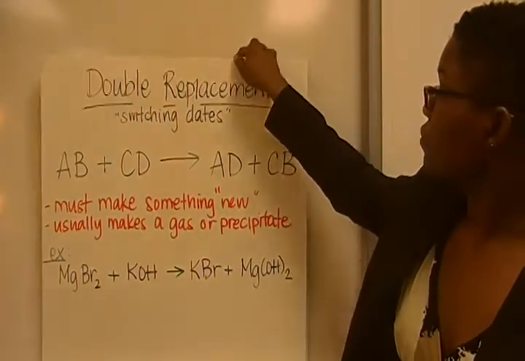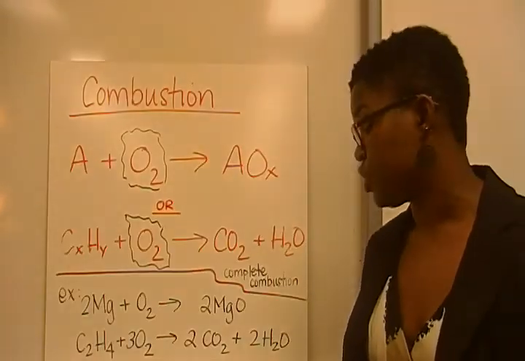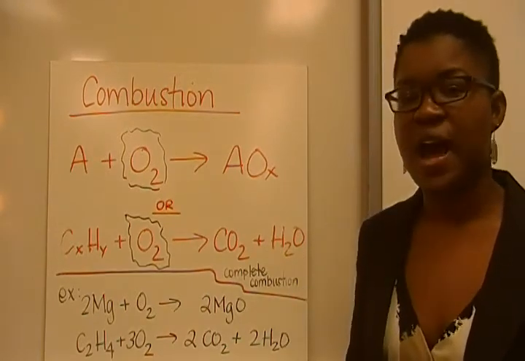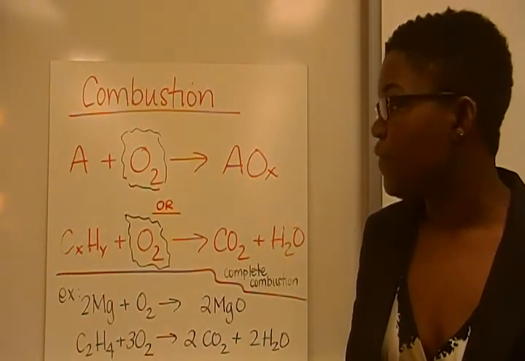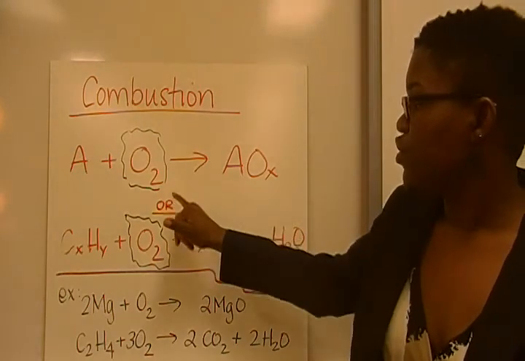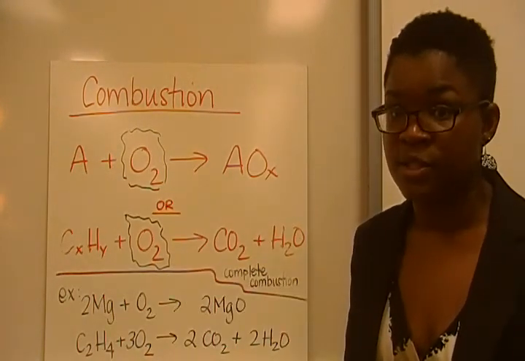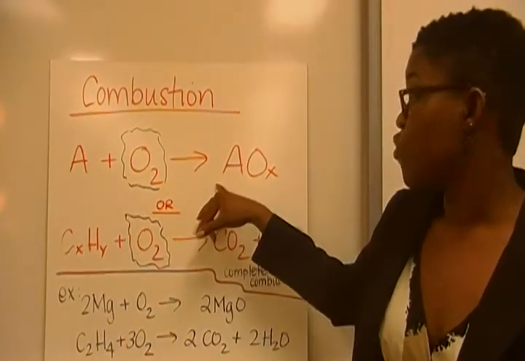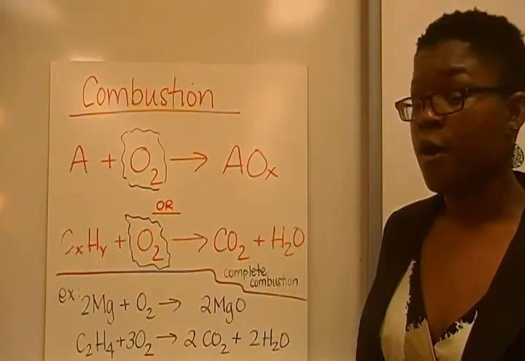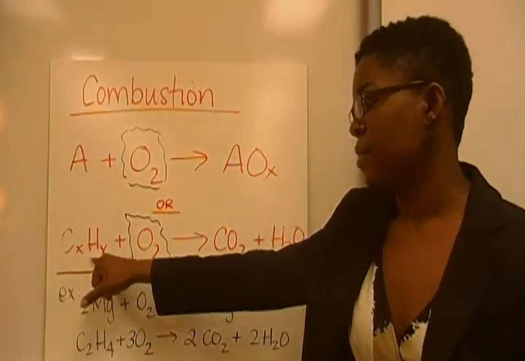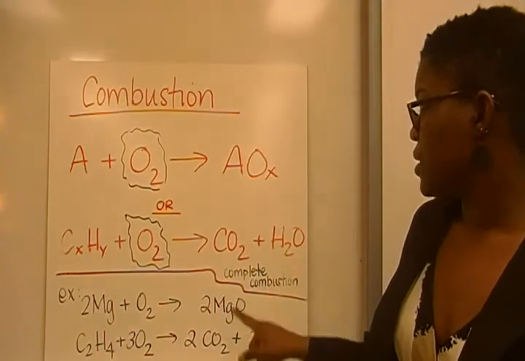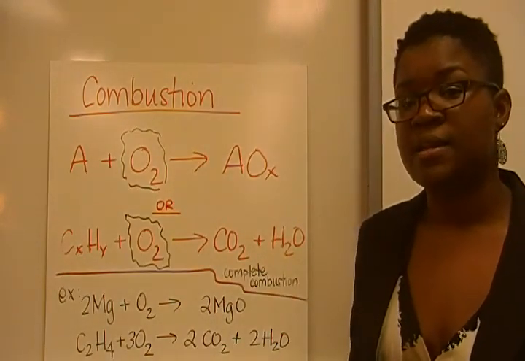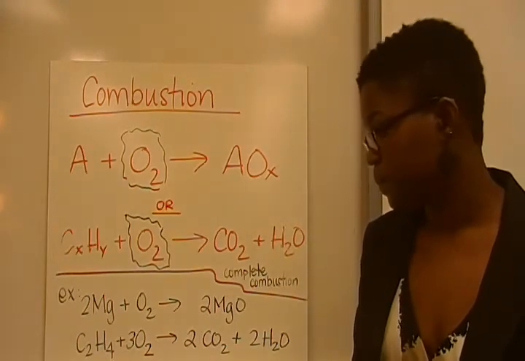Our last type of reaction is called a combustion reaction, and that's what we talk about when we think about our car engines or a fire or anything that goes boom, and all of those require oxygen. So one of the key features in a combustion reaction is that you're always going to see oxygen as a reactant. It could be a single element combining with oxygen to form an oxide, or it could be a carbon-hydrogen compound combining with oxygen to produce carbon dioxide and water. Whenever you form carbon dioxide and water, it's called a complete combustion.